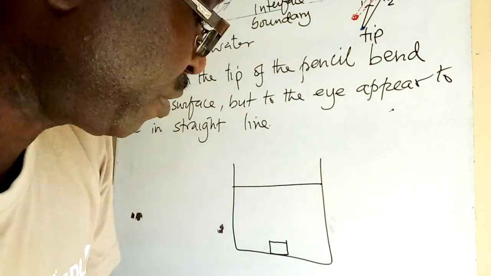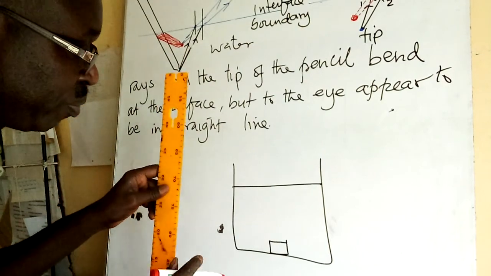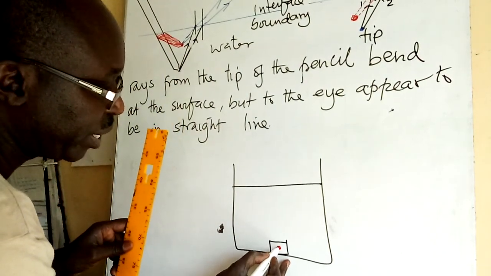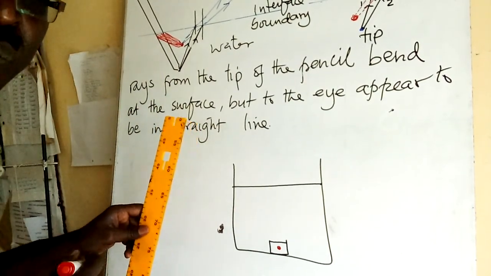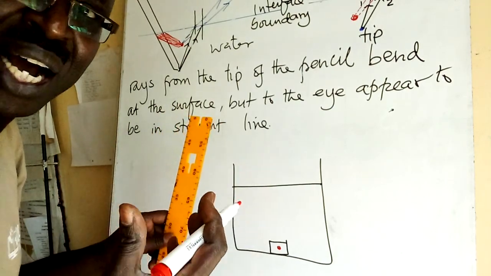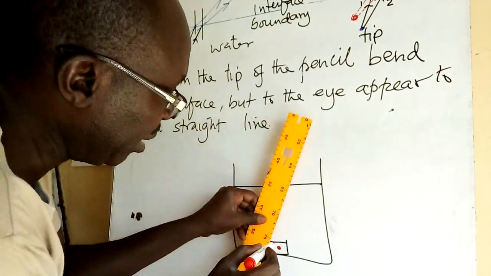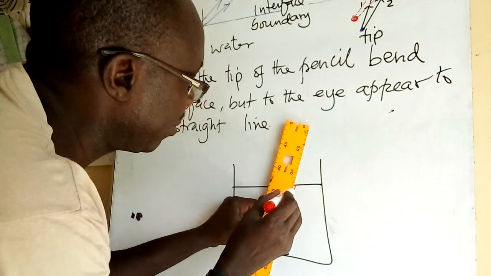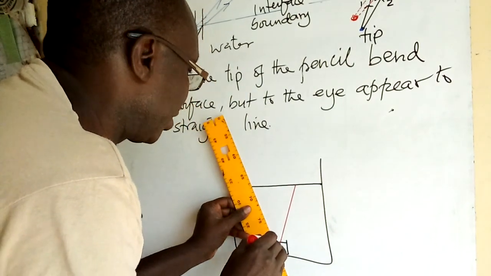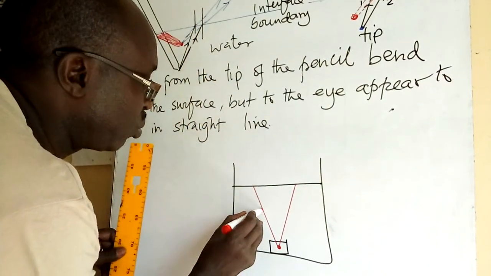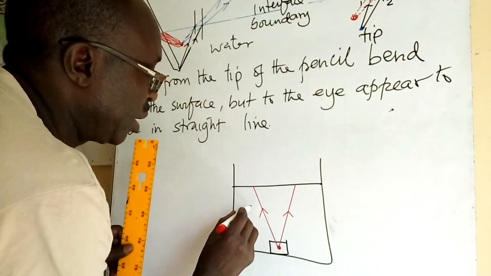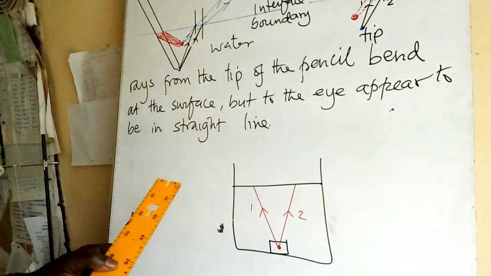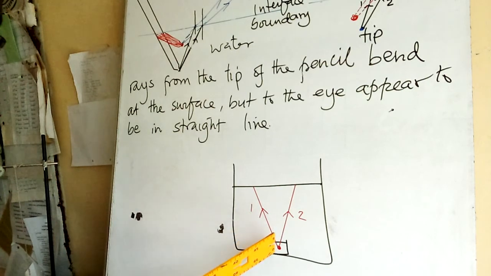So, if you are following, if I take, for example, a point on the coin, that is a point. You see, a point helps you analyze issues very fast. If I draw a ray there and another ray here, so these are two rays. Ray number 1, ray number 2, from the bottom of the beaker.